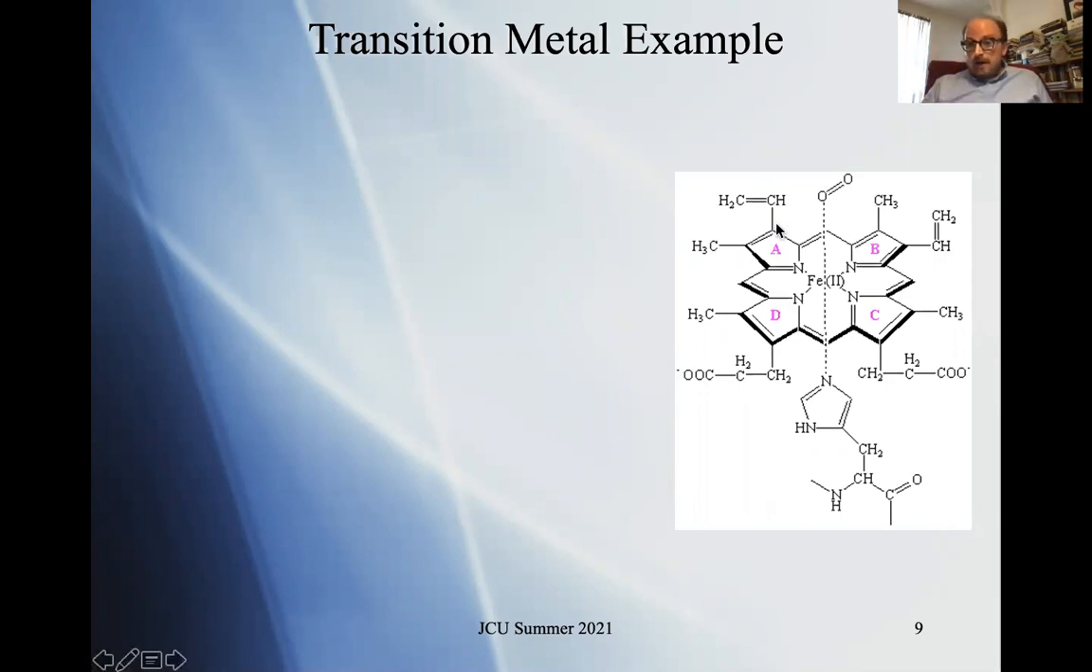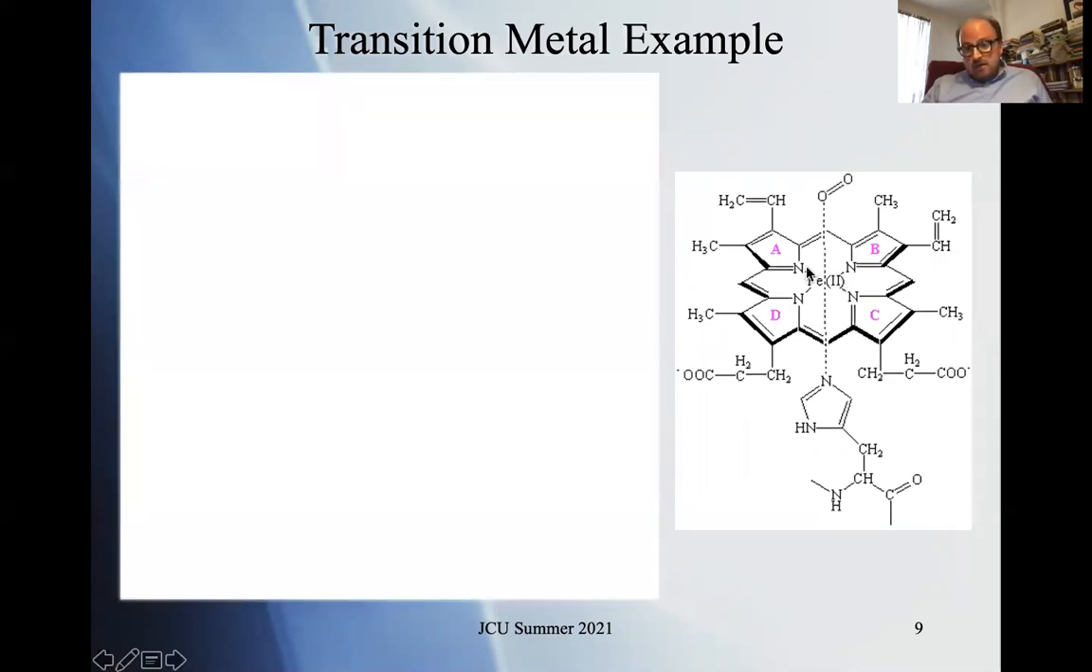Okay. So to start with, around the iron there are 6 elements. There are 4 nitrogens in the plane, an oxygen above and a nitrogen below. So in terms of coordination number, that would be 6, because there are 6 elements surrounding iron.